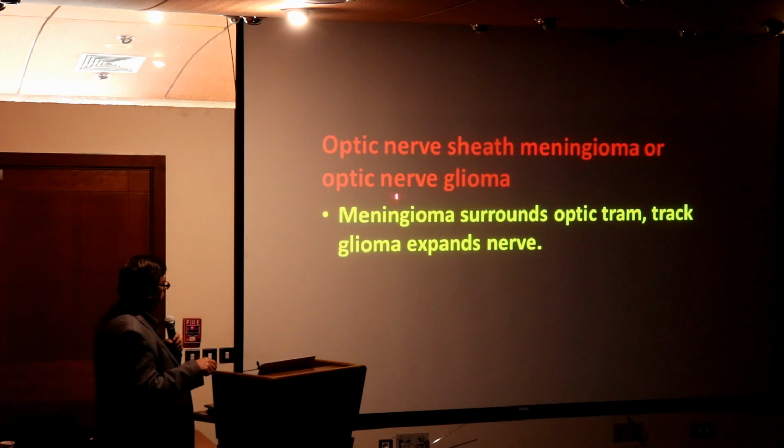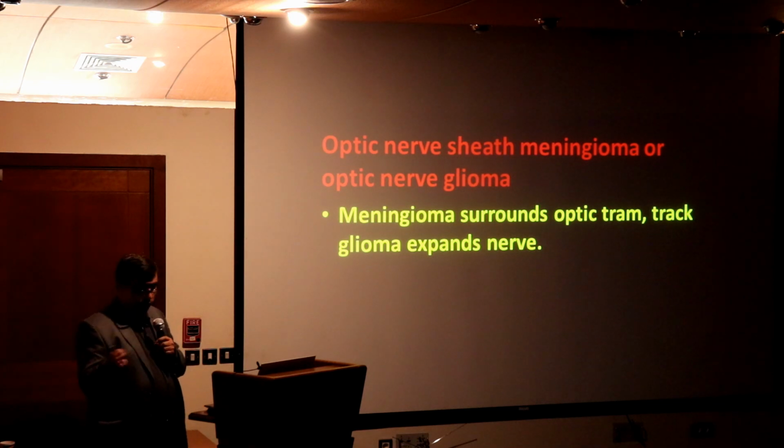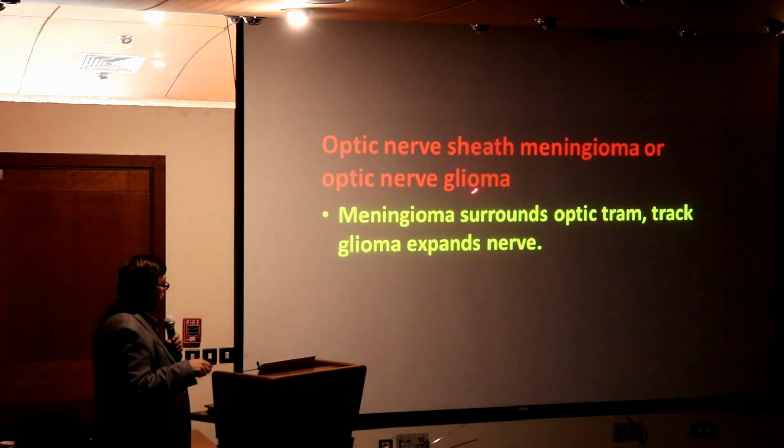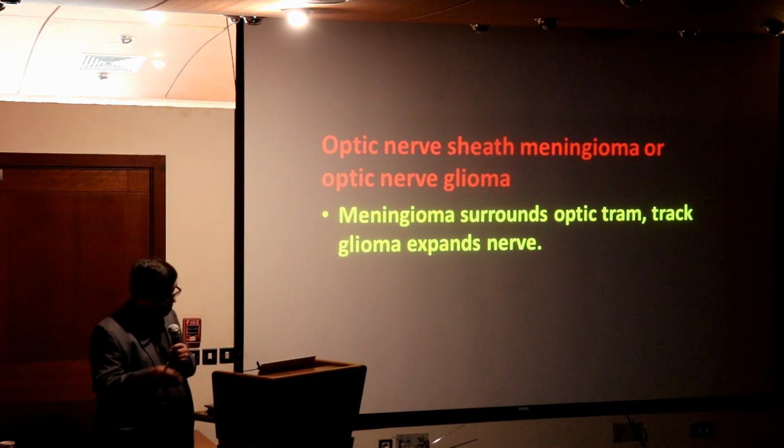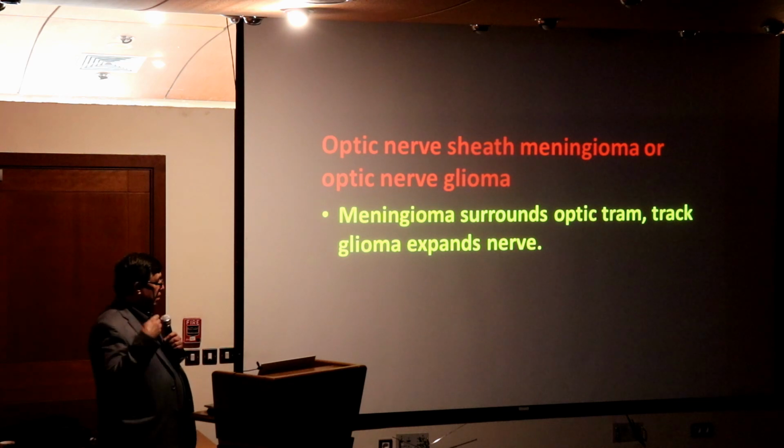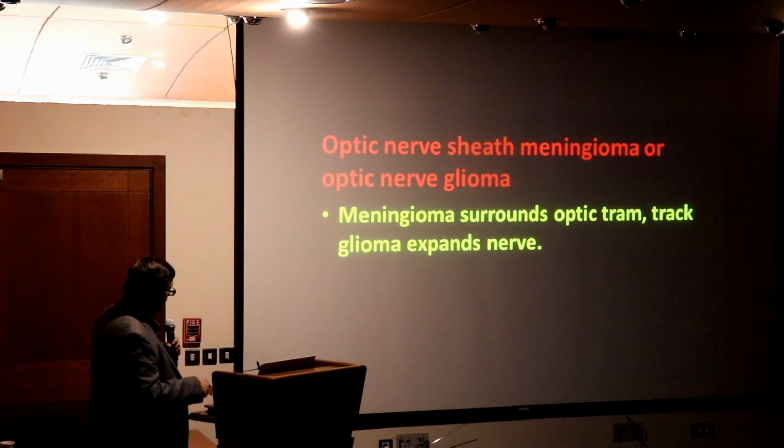Optic nerve sheath meningioma or optic nerve glioma, this is the question. How do we differentiate? Gliomas can extend into the canal, into the chiasm. Meningiomas don't. Gliomas in adults are rapidly growing, meningiomas are not.